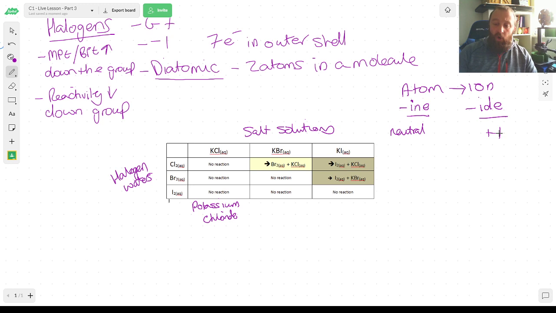And for most of the non-metals, the name does change when it becomes an ion. For metals, the name doesn't change, we just put the word ion after it. So a lithium atom becomes a lithium ion, but the name doesn't change. But when we're looking at non-metals, like in the case of the halogens, we go from INE to IDE. That's really quite important when we're writing out word equations, because you will get it wrong in the exam if you get that bit wrong. So that's well worth making a note of, so that we remember it.